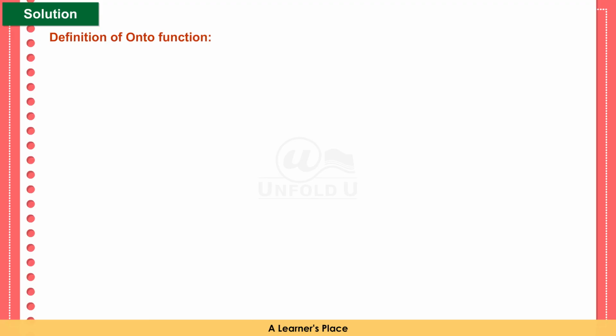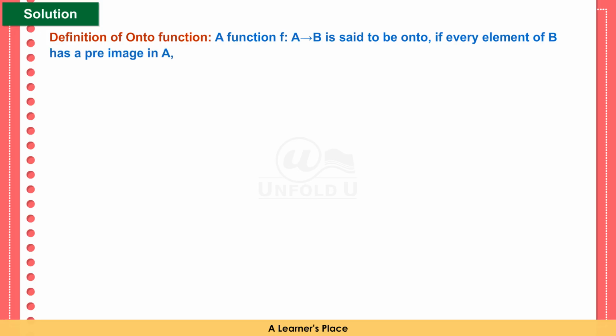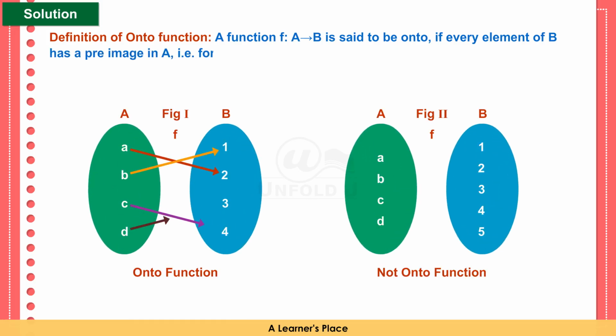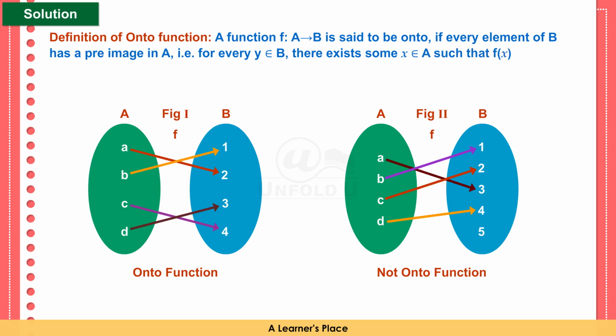Definition of onto function. A function f from set A to set B is said to be onto if every element of B has a pre-image in A. That is, for every y belonging to the set B, there exists some x belonging to the set A such that f of x is equal to y.